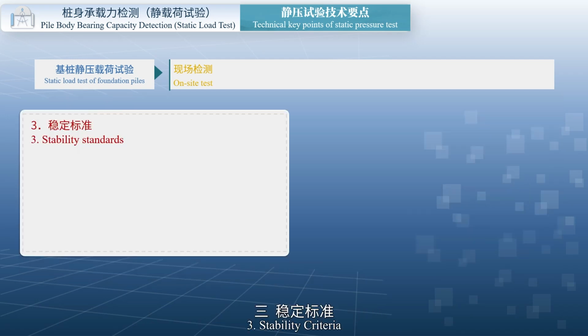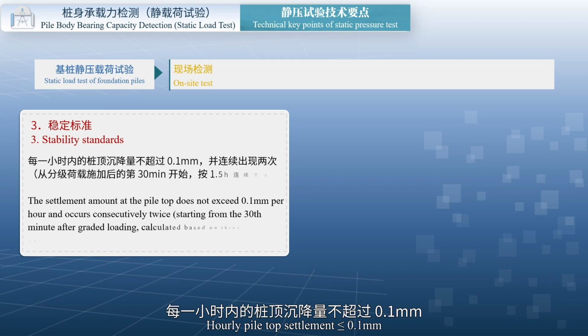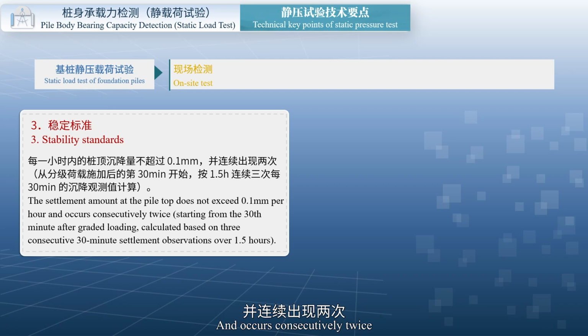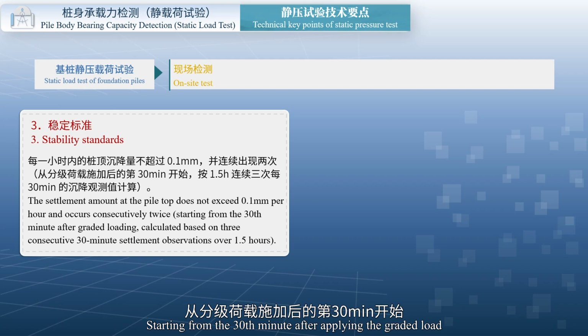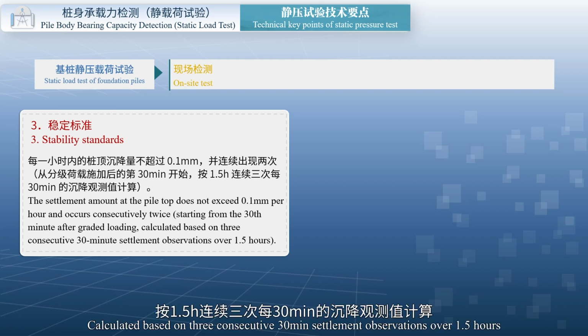Third, stability criteria. Hourly pile top settlement is less than or equal to 0.1 millimeter and occurs consecutively twice, starting from the 30th minute after applying the graded load, calculated based on 3 consecutive 30-minute settlement observations over 1.5 hours.